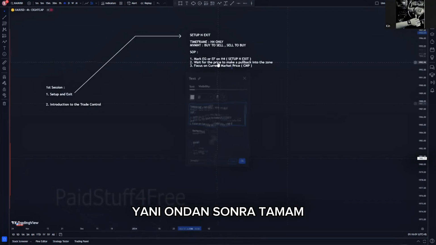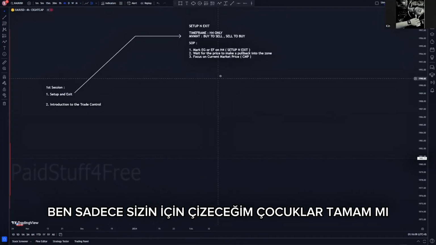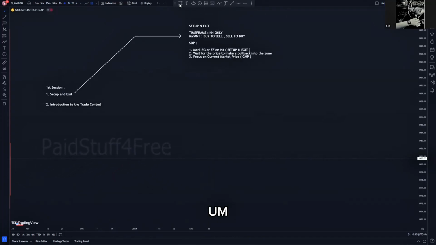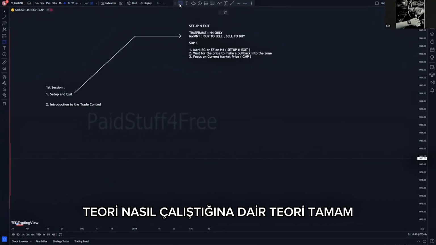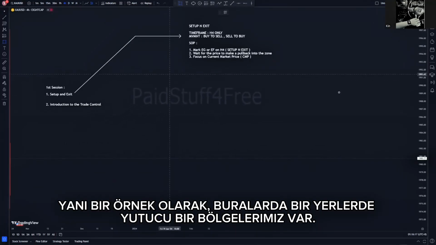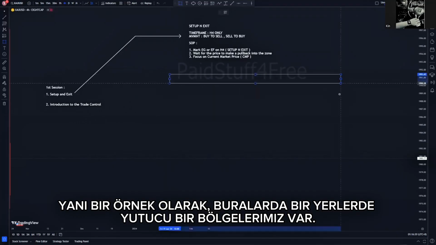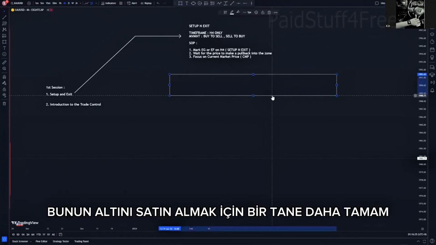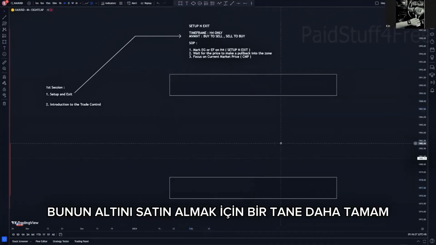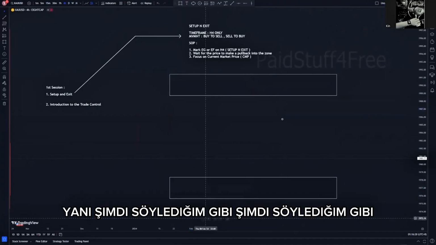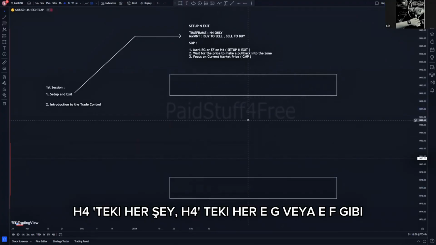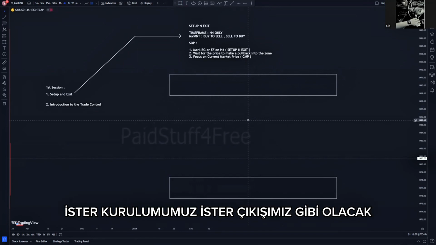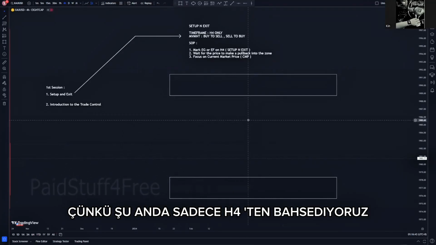So after that, I'm just going to draw for you guys the theory on how it works. For example, we have an engulfing zone somewhere here, which is for sell, and another one for buy, at the bottom of this one. Like I said just now, every EG or EF on H4 is going to be either our setup or our exit, because right now we are just talking about the H4.